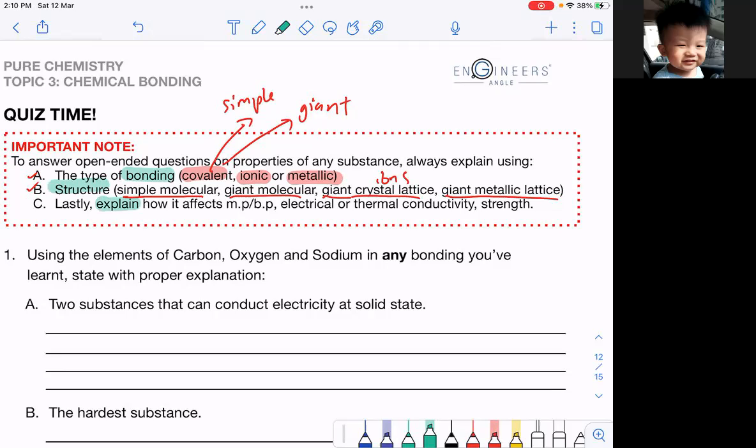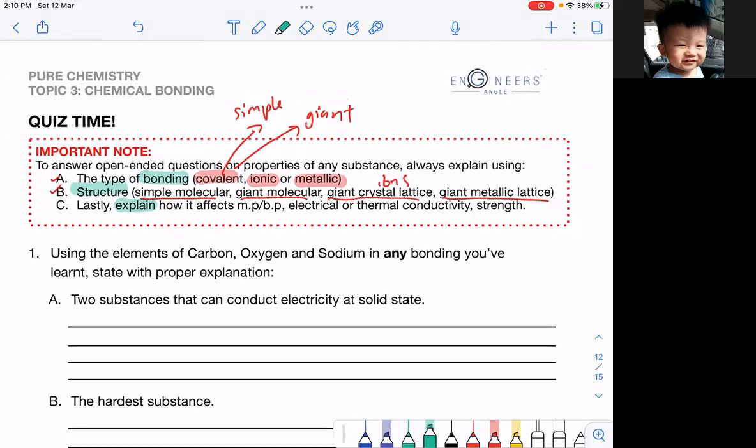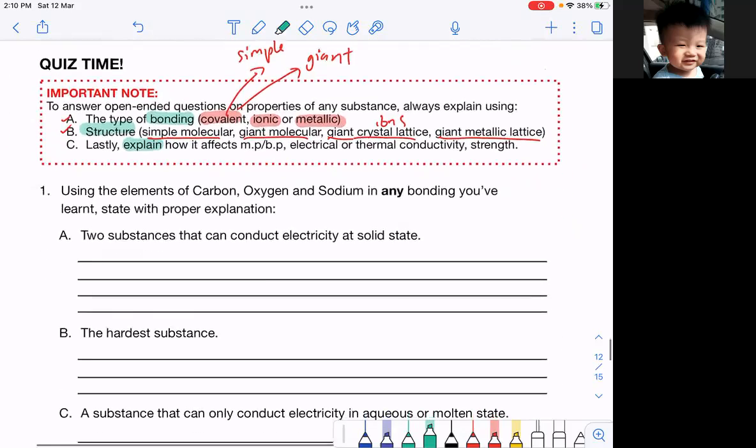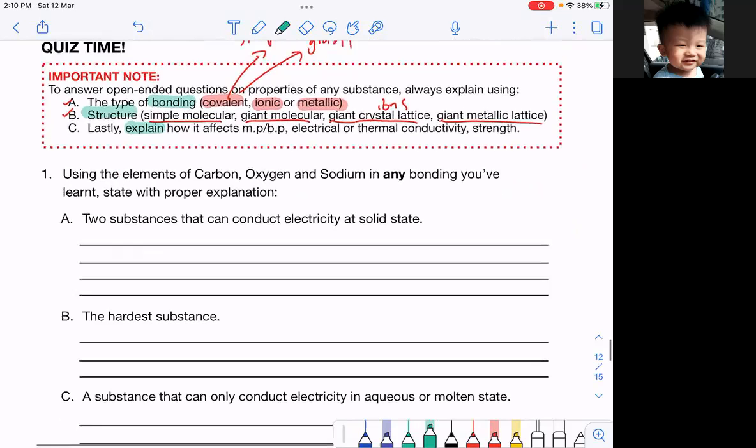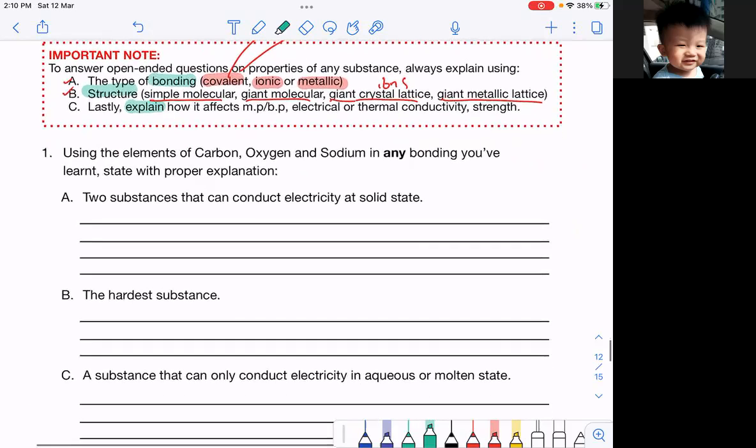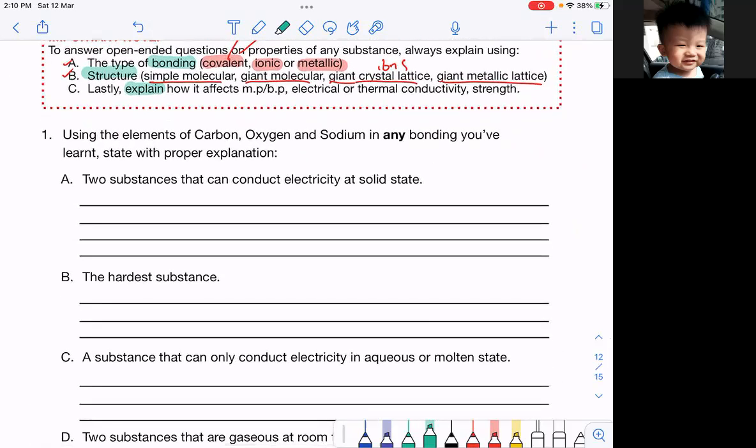So, for example, I answered. You can just listen to how I answer part C in the pure worksheet. You have a different worksheet later, you do it yourself. They ask you which substance in the combination of CO and Na.